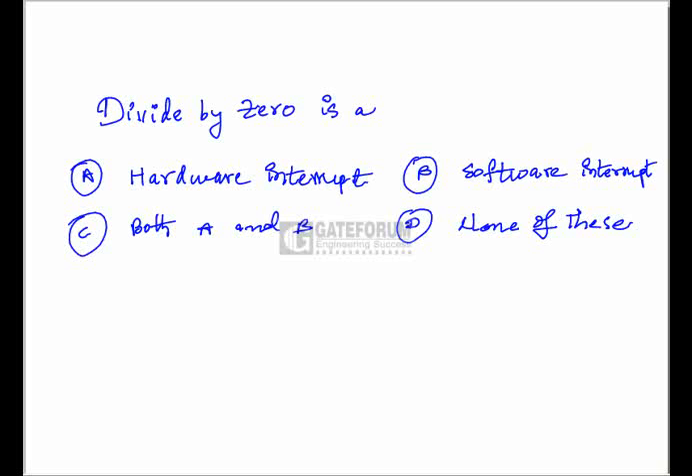Divide by 0 is: A. Hardware interrupt, B. Software interrupt, C. Both A and B, D. None of these. Actually, the interrupts we can have are external interrupt and internal interrupt.